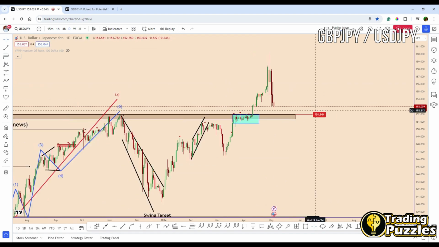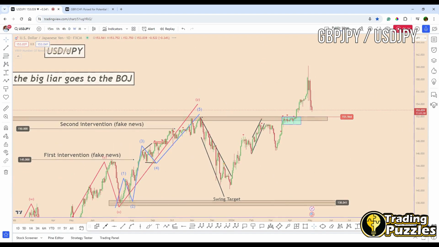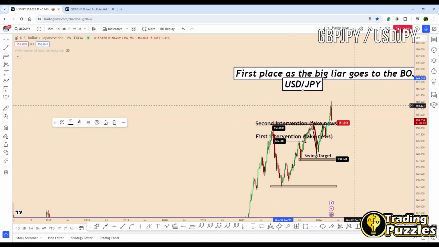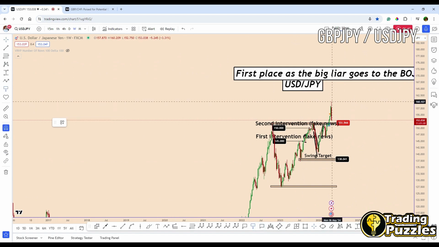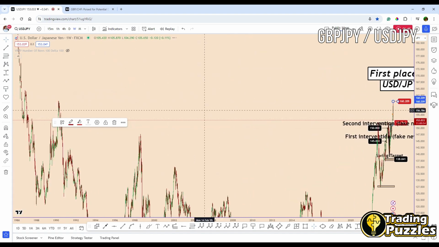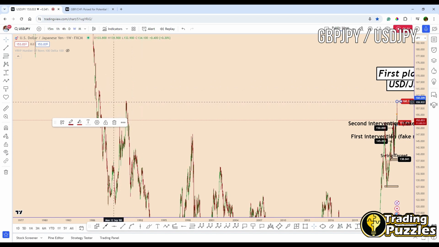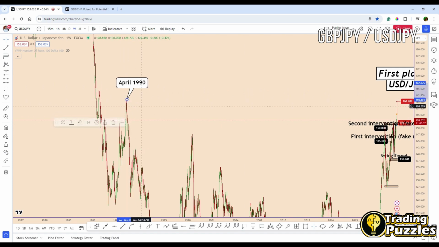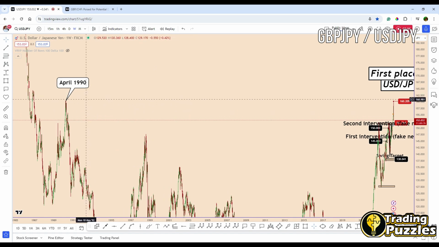And the next one that I'm going to share with you is also USD yen. The price increased up to 160.20, and if we are going to look back on the left side of the structure, we have a very old area. This is a weekly zone, and this is dating back in April 1990. So look at this zone here. We are nearly 35 years ago.